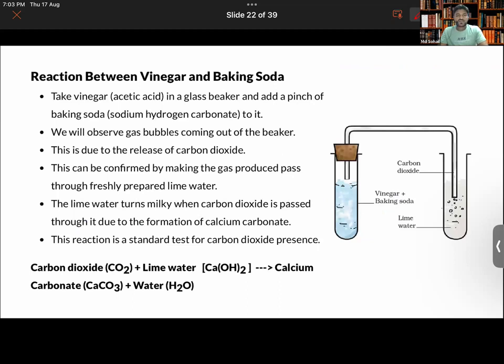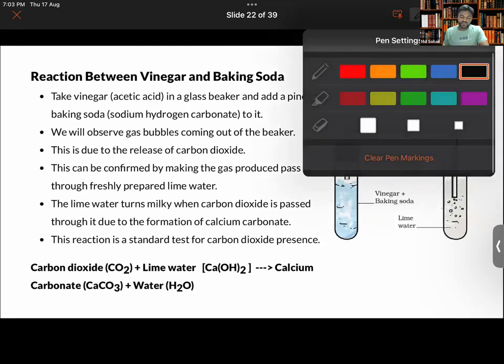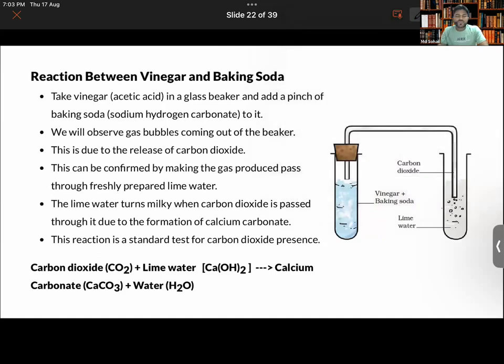Now, another example of a reaction takes place between vinegar and baking soda. Here, which one is the acid and which one is the base? Baking soda is the base, vinegar is the acid. Very good. Baking soda is the base, while vinegar is an acid. Which acid? It's acetic acid. The name of the acid is acetic acid.